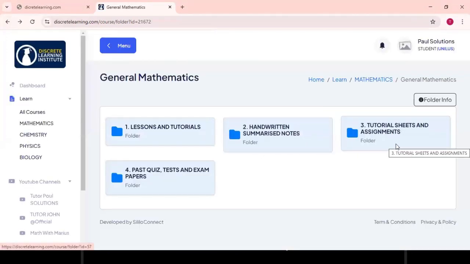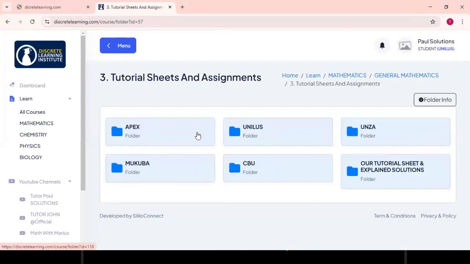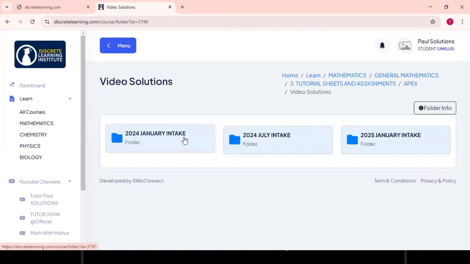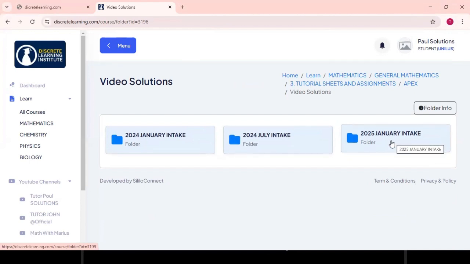And then when I go to the tutorial sheet and assignments here, I'm going to find different universities. So if you're from Apex, you go in the Apex, you open, you're going to find video and written solutions. The video solutions, you open there, you're going to find, depending on your intake. So this was for the January 2024 intake. This was for the 2024 July. And then for your intake, which is 25 this year, you place there.